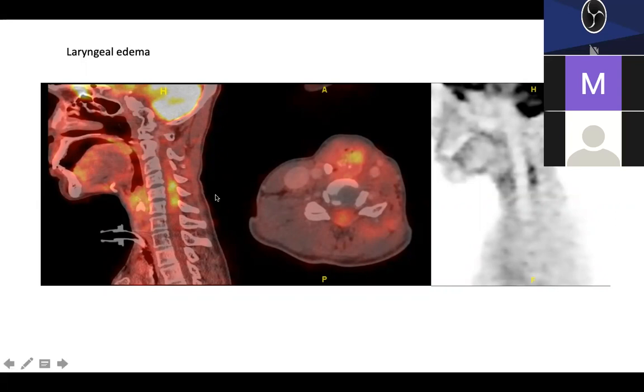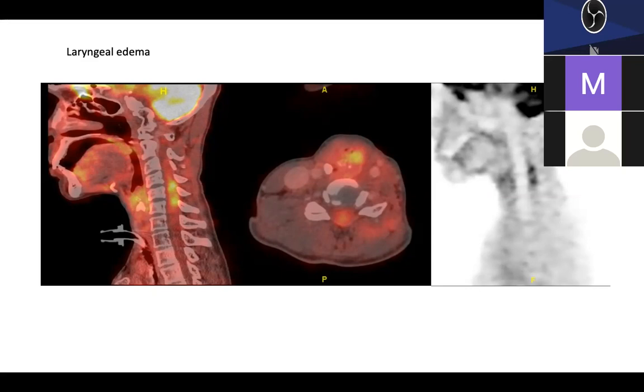In the scan that came before this one, there was intense uptake. The uptake was around 15, and there was diffuse edematous soft tissue completely occluding the laryngeal lumen. So that is one other presentation that we see: laryngeal edema that is completely obstructing the larynx, and the uptake will be pretty high.